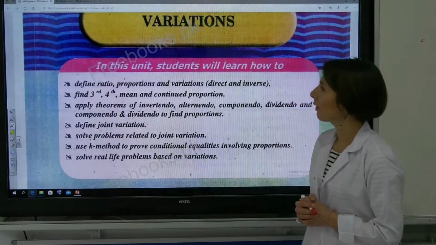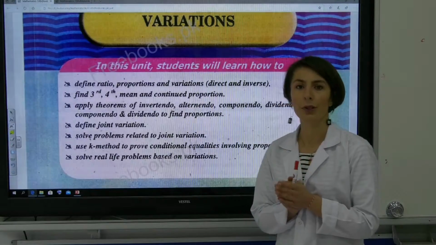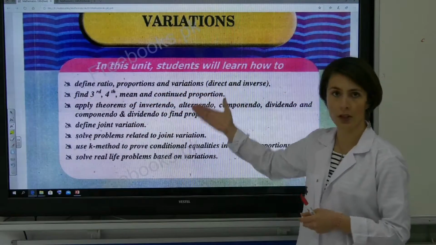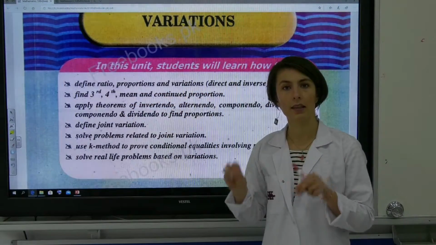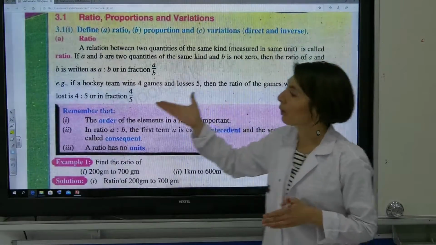Today I'm going to talk about the variations. The most important thing is that I want you to know the definition of the ratio, proportion and variations. That's the most important thing in this lesson for today. So let's get started. So what is the ratio?